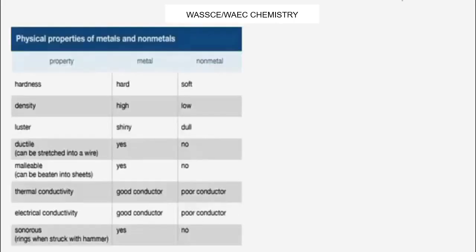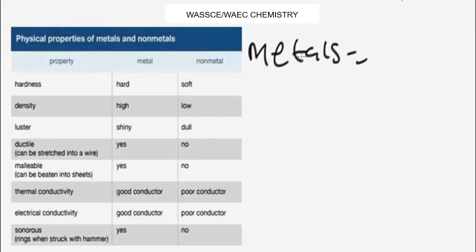Now, I'm going to bring a table that shows the physical properties of metals and non-metals, and from there, we proceed. Let me get the table. Okay, guys, so this is a table that shows the physical properties of metals and non-metals. Now let's begin by knowing what a metal is and a non-metal is as well before we begin to explore this table. Now let's begin with metals.